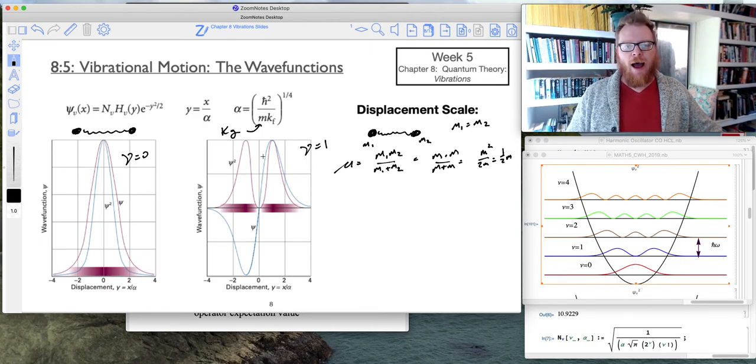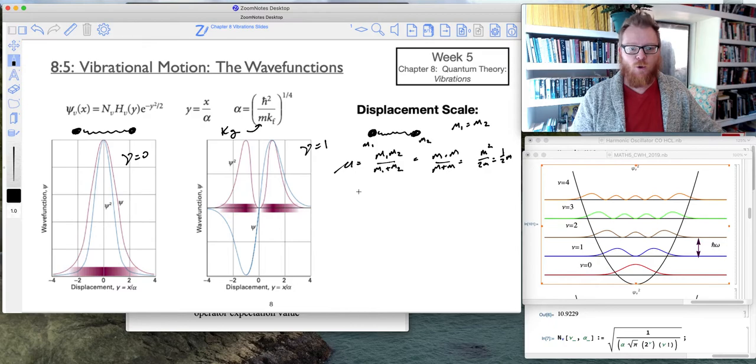If we're talking about atoms, which we will very shortly, it's got to be the kilogram of one molecule. So we're not talking about kilogram per mole. We're talking about kilogram per one single thing. All right. So now, what if our two masses are very different?